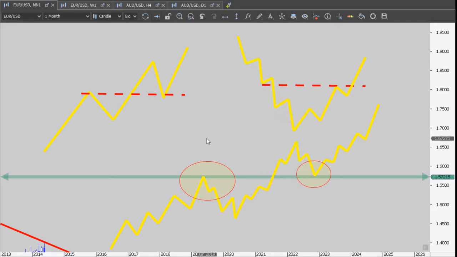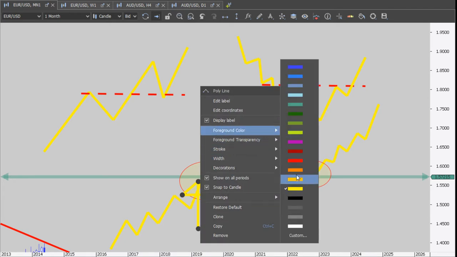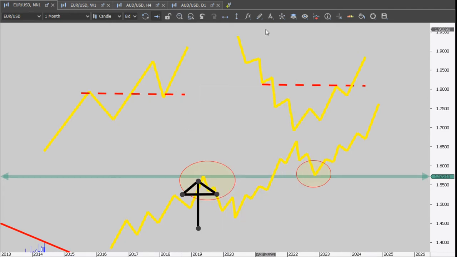So the market is going to hit the pivot point from downside up, let's color code in black, and it's going to hit the pivot point from the upside down. So those are the two areas, specifics of the pivot point.